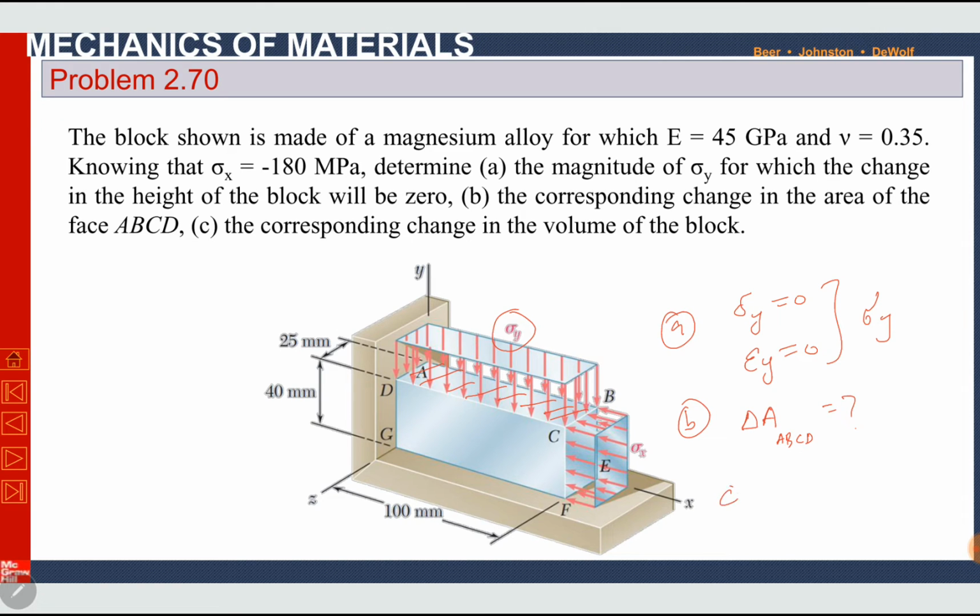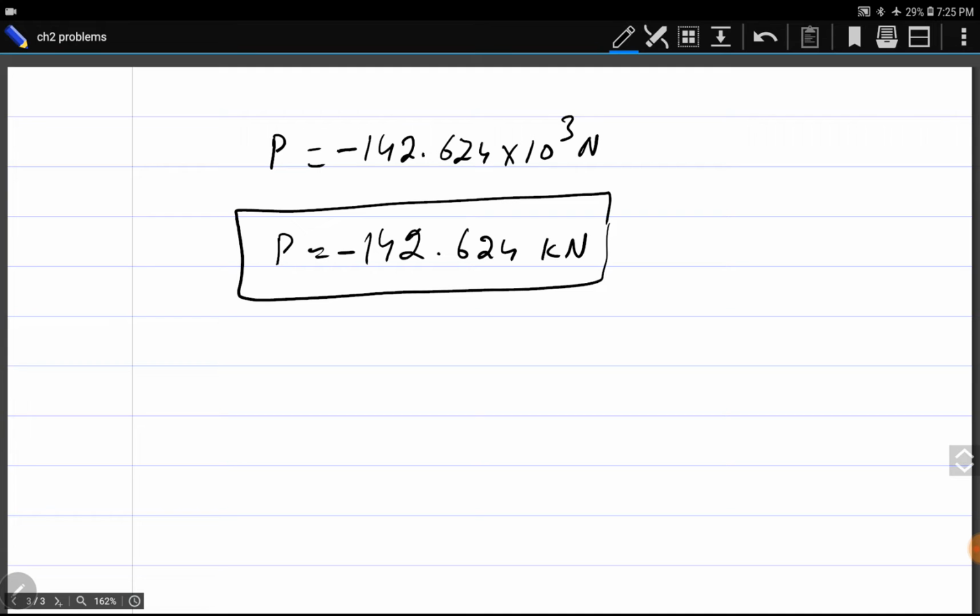And in part C, the corresponding change in the volume of the block, del V, with the total volume of the block. We have to find del V. Okay. For the first part, problem number 270.